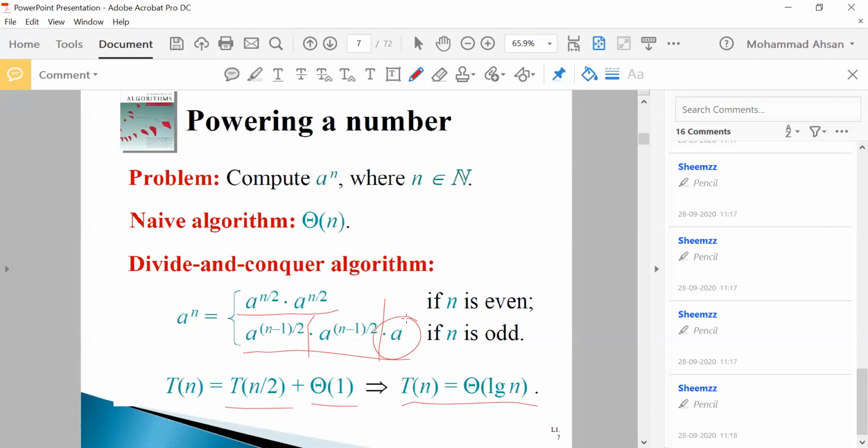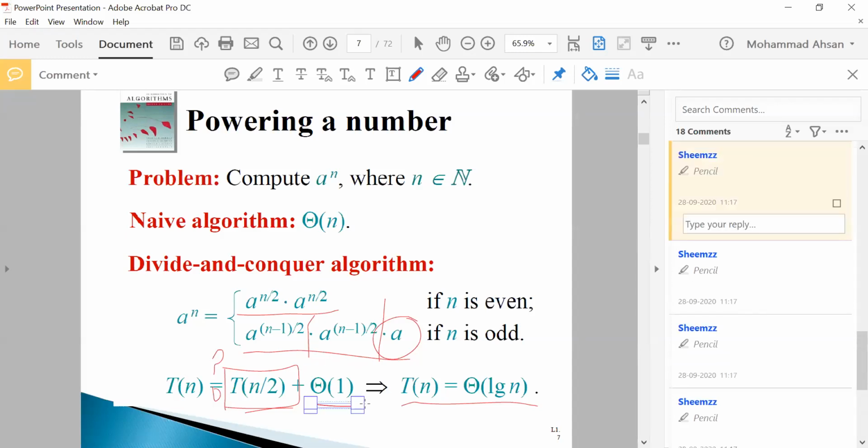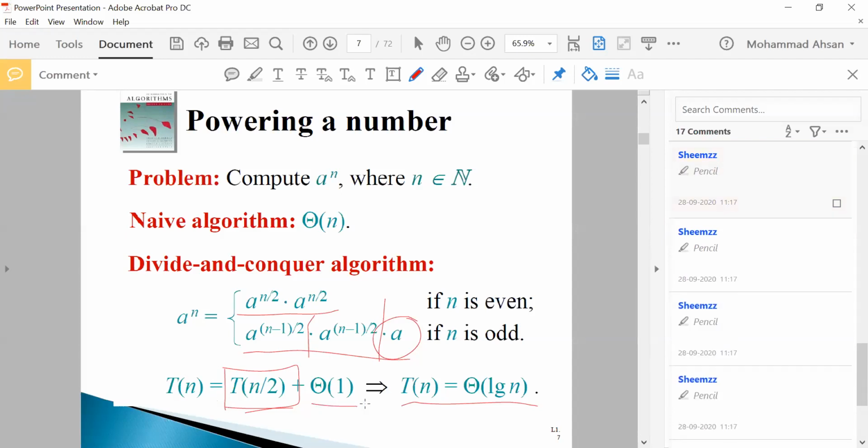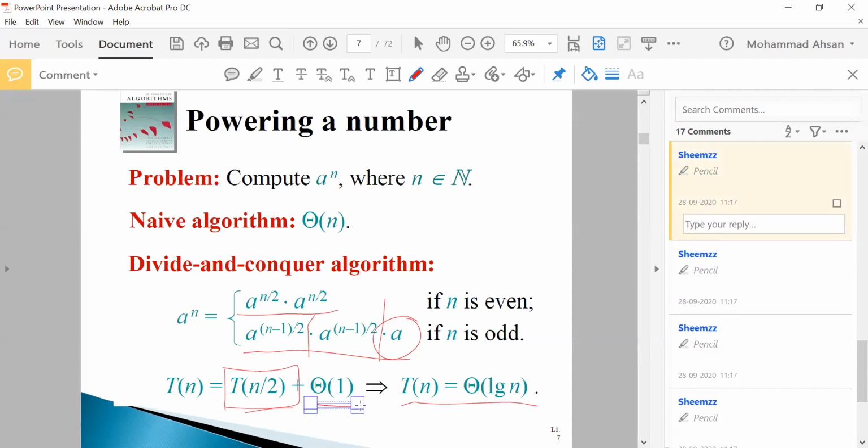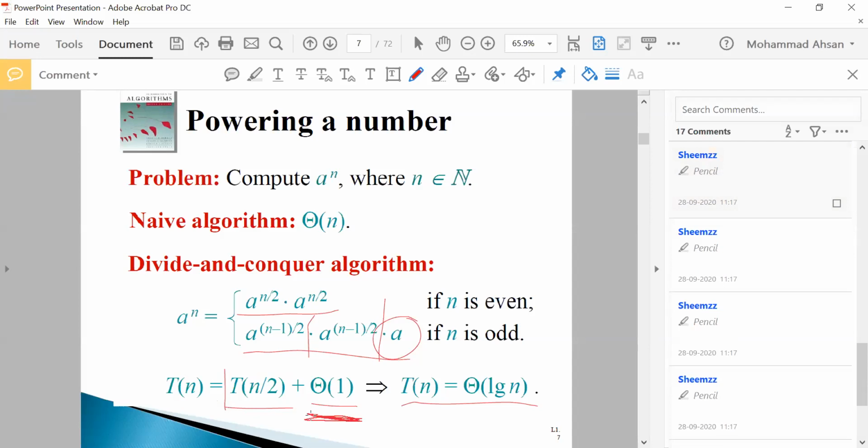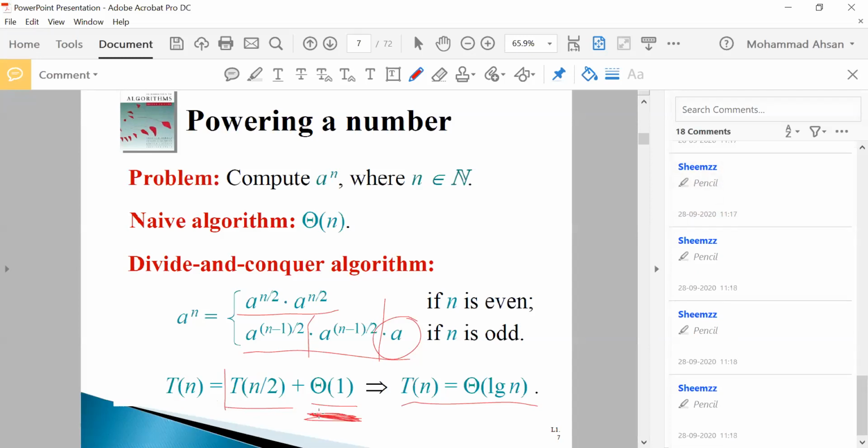Okay, so again, in divide and conquer, you will always see the subproblem size will be determined by this n by 2, n by 4, n by 8, and how many subproblems will be there. In this case, there's only one subproblem. Then you have this additional work here, which tells you whether you have to do some work while dividing, whether you have to do some work while combining. So that is your theta 1.